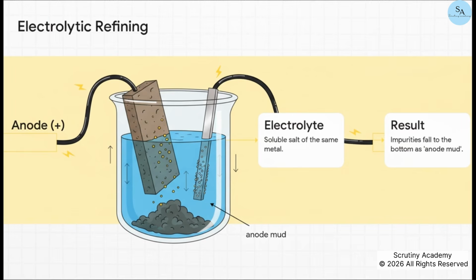So here's the setup. We take our big, impure slab of metal and make it the positive anode. A super thin, pure strip is our negative cathode. We pass a current and the pure metal atoms actually dissolve from the impure slab, travel through the liquid, and plate themselves onto the pure cathode, building it up layer by perfect layer. All the junk just falls to the bottom as something called anode mud.